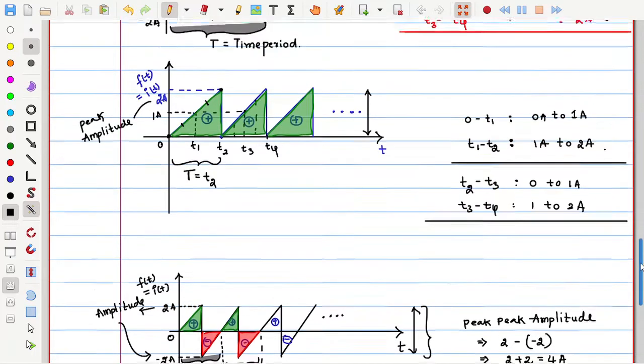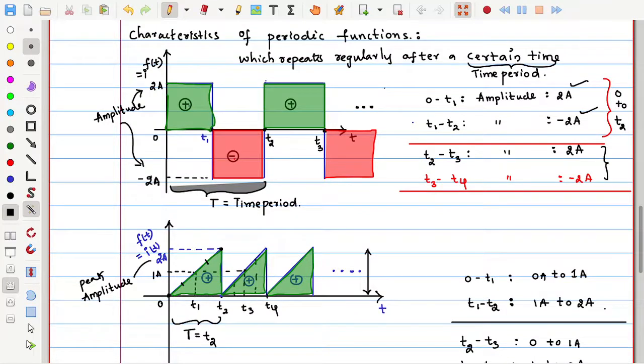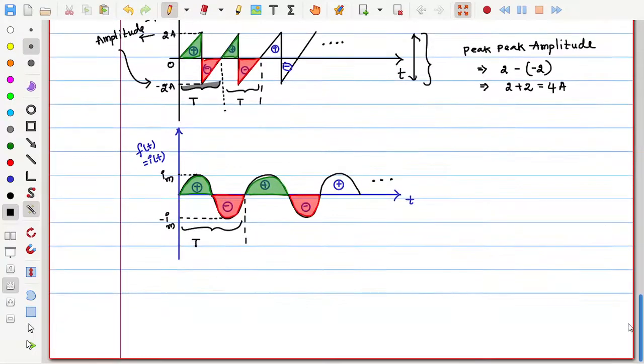Okay. So next, here you can see, how much is the peak to peak amplitude? 2 minus of minus 2. This is 4 amperes. Peak to peak amplitude is 4 amperes. And let us finally see this one. So how much is this peak to peak amplitude?